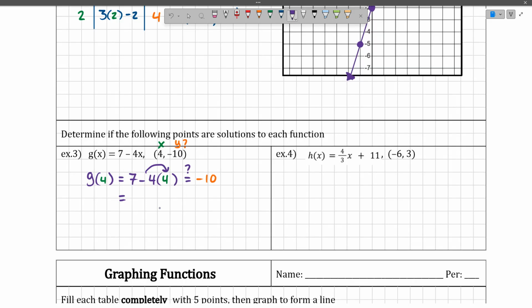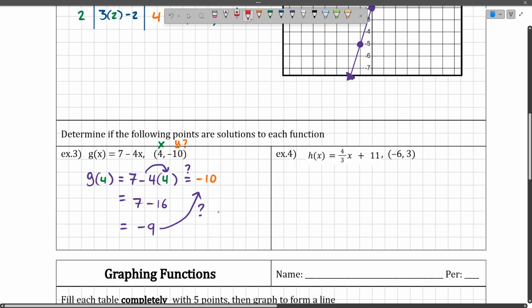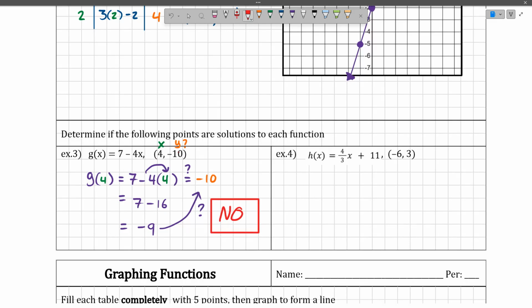-4 times 4 is -16, so I get 7 minus 16. And 7 minus 16 is -9. Is -9 -10? No. So, no. This is not a solution. 4, -10 is a fraud.